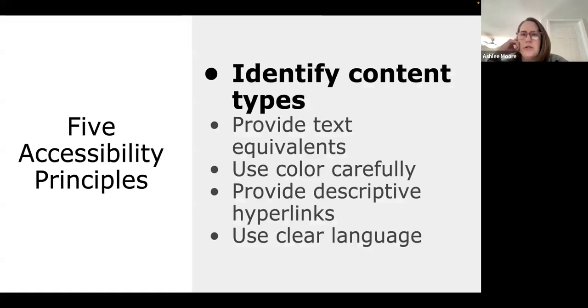So when we talk about digital accessibility, these 5 principles usually pop up. I think we have a session for each of these today, or at least somewhere around these few days. So the first is identifying content types, and that's really what I'm going to talk about today. Structuring your content to make it more accessible for people who are using screen readers, but also just for everyone else that isn't using screen readers as well. Other things that are going to be talked about later today would be providing text equivalents, using color, providing descriptive hyperlinks, and using clear language.